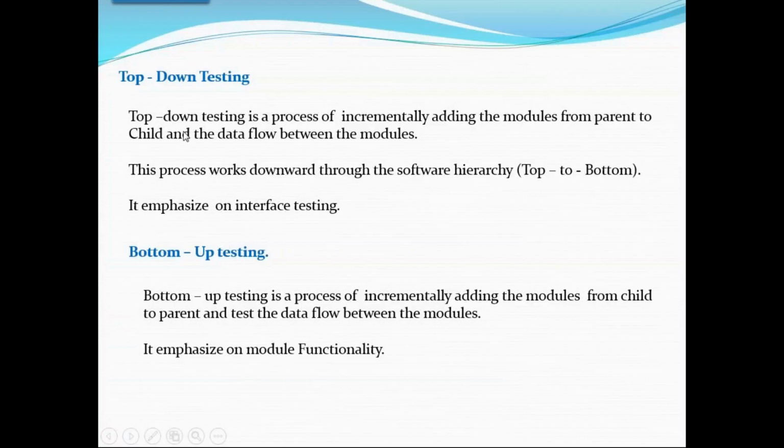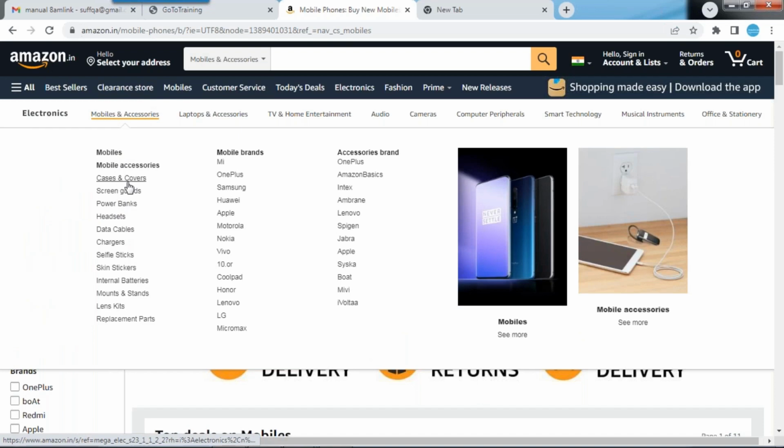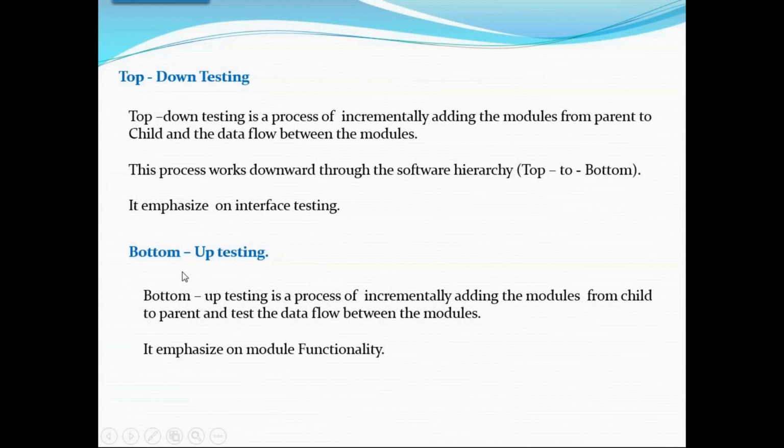So top down testing means what? Top down testing is a process of incrementally adding the modules from parent to child. Again, what we need to check is the data flow between the modules. Now I've added from the parent to child. When you are adding the parent to child, you need to check whether these links are communicating properly or not, whether you are able to access and click that link or not.